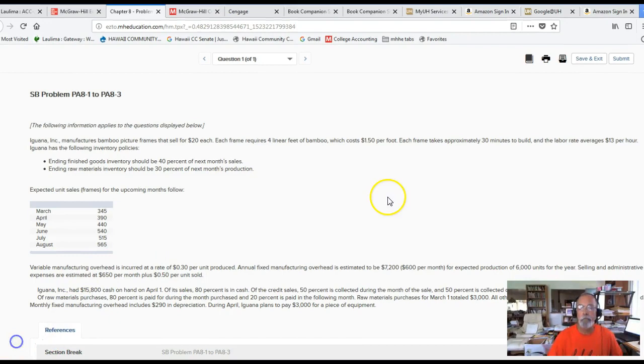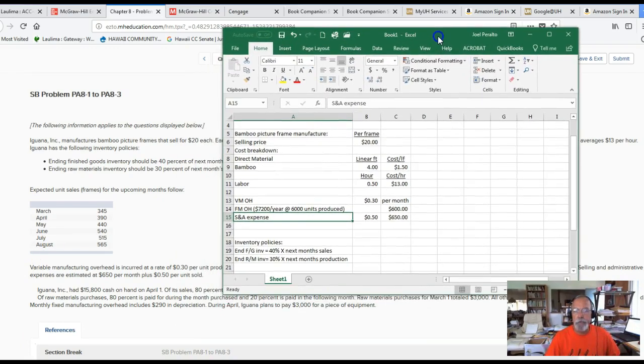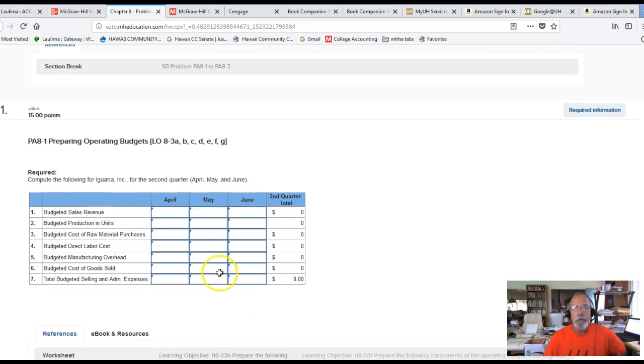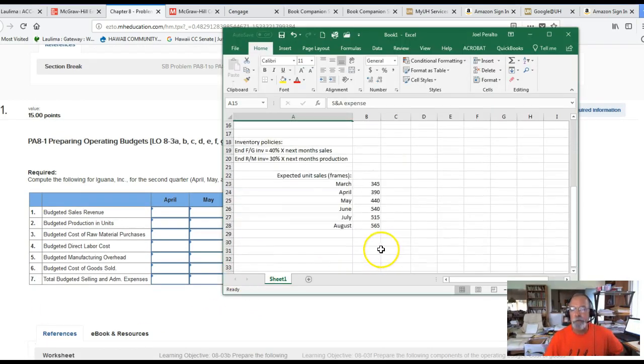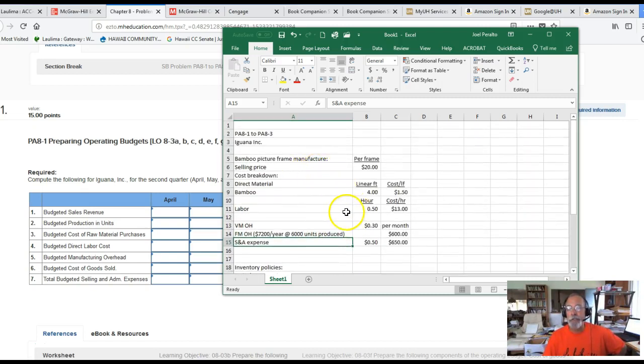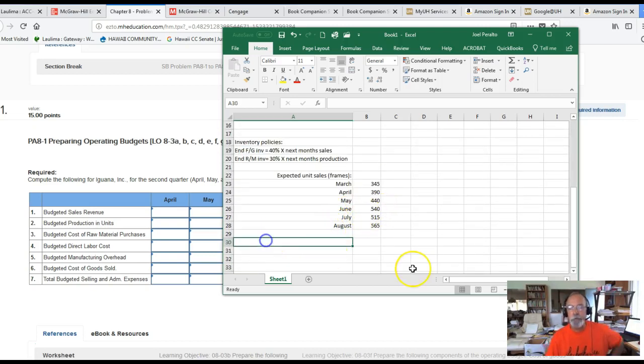Okay, so the first item that we're asked to calculate is probably one of the easier ones: budgeted sales revenue. I think we have that information scheduled out. We have our expected unit sales, and we're looking at months April, May, and June. So these are our expected or budgeted unit sales for each of those 3 months. And we have our budgeted selling price of $20 per unit. So why don't we show that? Budgeted sales revenue.